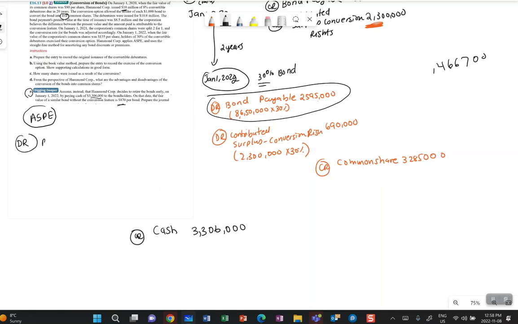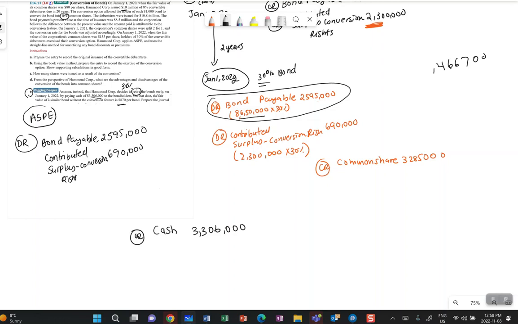So debit will be your bond payable. I showed you how we calculate the bond payable: the carrying value of the bond multiplied by the 30%, because that's what they are retiring. That is 2,595,000. Contributed surplus, that did not change. That is contributed surplus, conversion rights, and that is 6,900. That is the same.